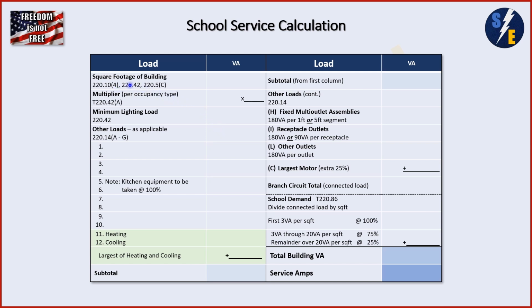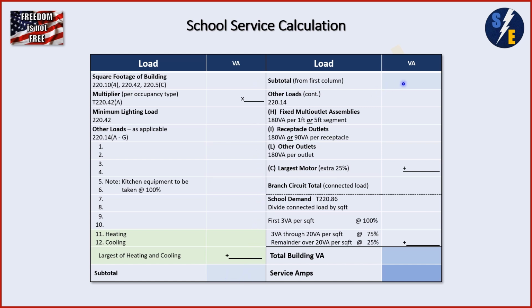We're going to start with the square footage of the building, and we're going to find a multiplier for that using table 220.42a. We're going to come up with our minimum lighting load. Then we're going to go into all the other loads, and we're just going to list them. We're going to take the nameplate rating of all the loads, including the kitchen equipment, everything at 100%. Then we're going to get down to heating and cooling. We're going to figure out what those are, and then we're going to compare the two and take the larger of the two only. And then we're going to add everything together, get a subtotal.